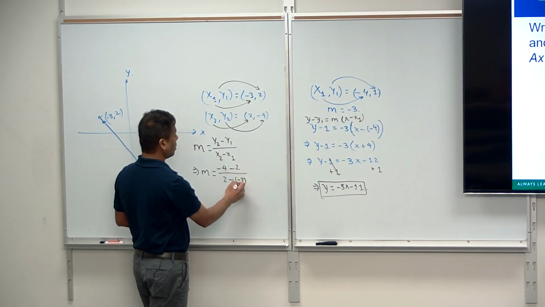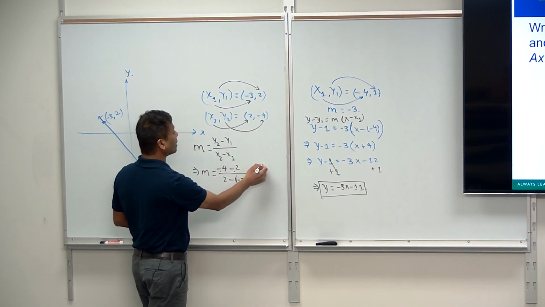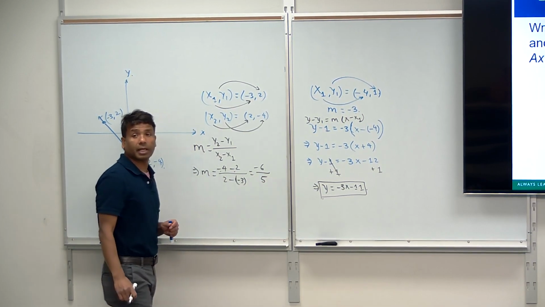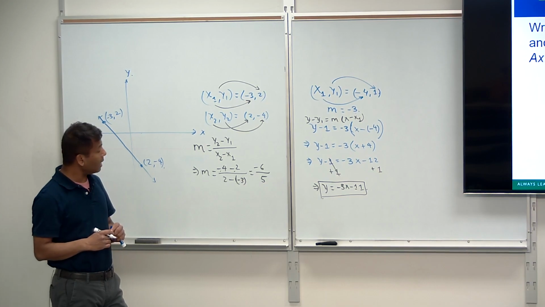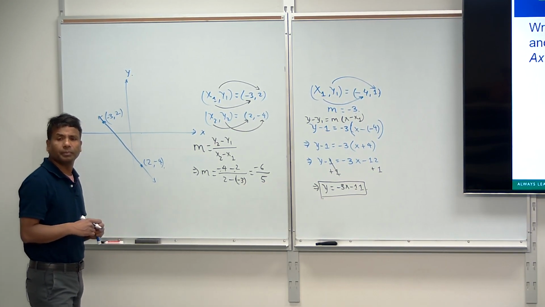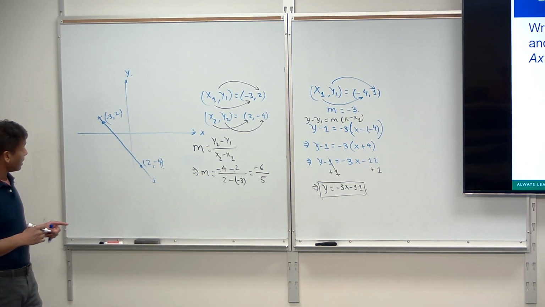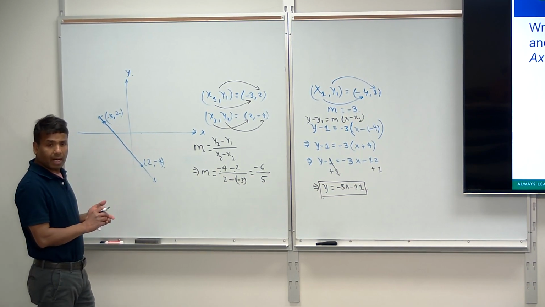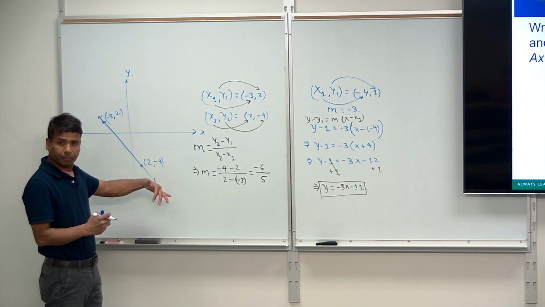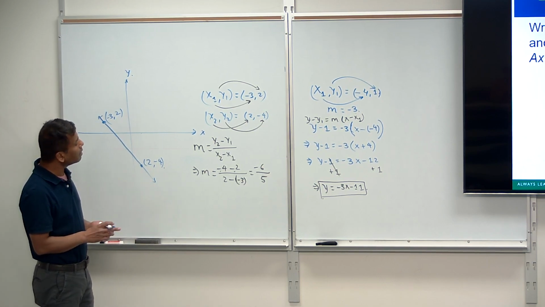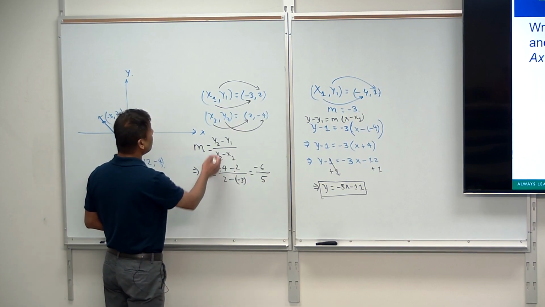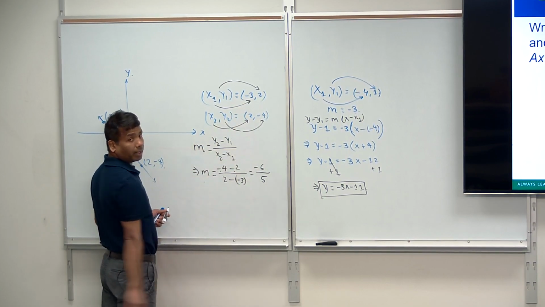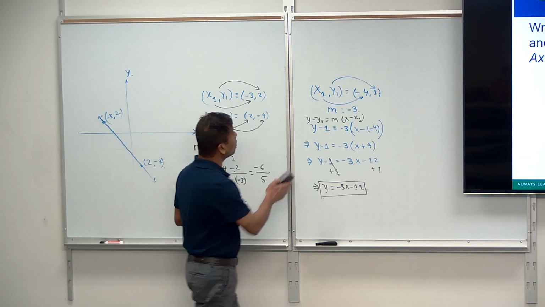Negative 3. So now this is negative 4 minus 2 is negative 6, over 2 plus 3, which is 5. The slope is negative 6 over 5. That makes sense, because this line has a negative slope: when you go from left to right, the line falls. Now you know the slope and you have a point, so you can take either this point or this point. It's up to you.